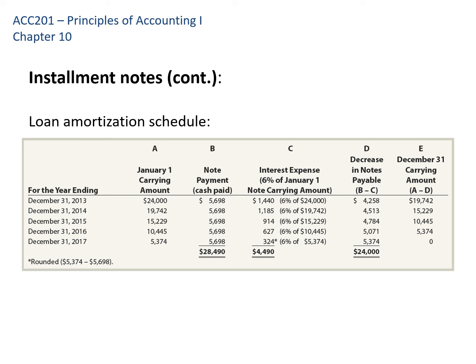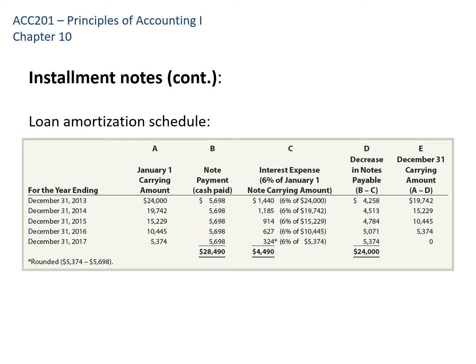So 24,000 times 0.06 is 1,440. So of the $56.98 payment, 1,440 is associated with interest expense. The difference, B minus C, of 4,258, is what is going to go towards reducing the principal on the loan. With that reduction of 4,258, that leaves our new carrying amount after this payment at 19,742. That's 24,000 in column A minus 4,258 in column D. So 19,742 becomes our beginning carrying amount next year, and we owe that for the entire year.